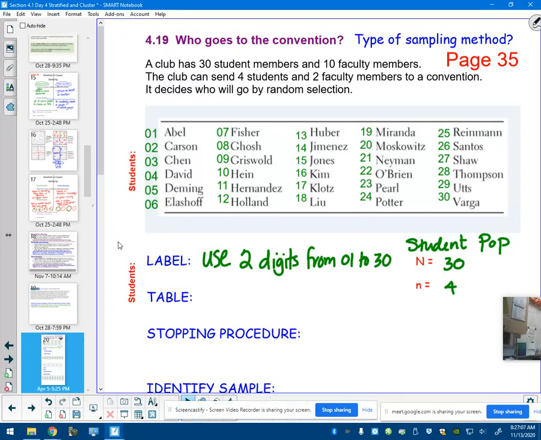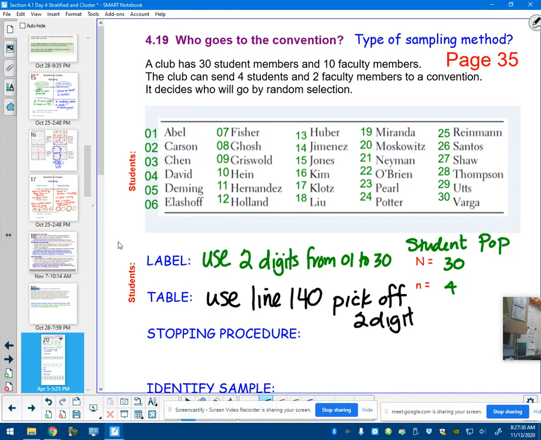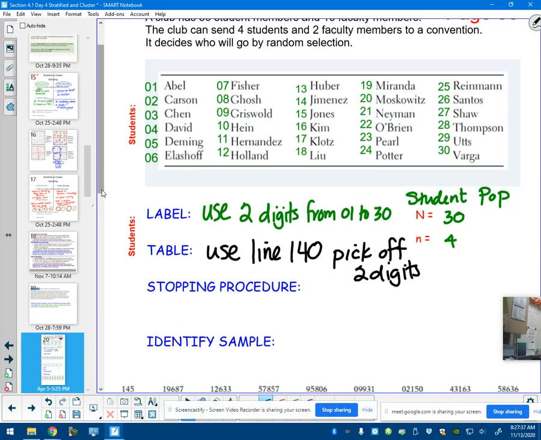So we're all going to pick the same place. If we were doing this in real life for real, we would all pick a different spot because we'd all want to get different samples. Use line 140 and pick off how many digits at a time? 2. Is it always 2? Nope. It all depends upon how many digits are in your population. All right? Now it's the phrase that people stumble on.